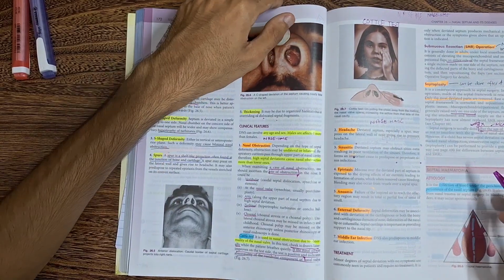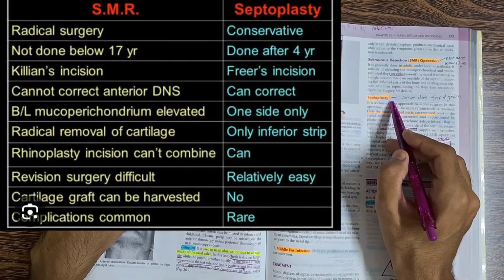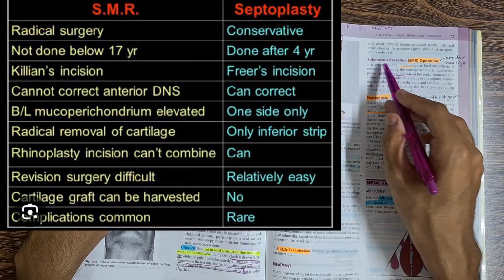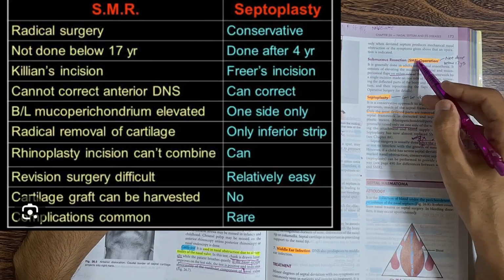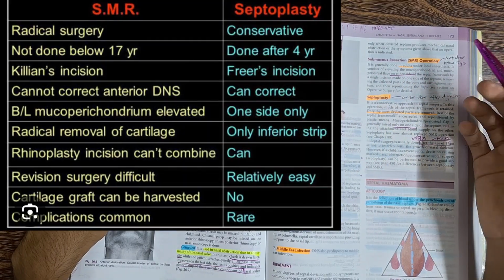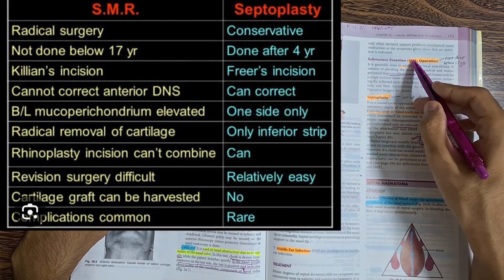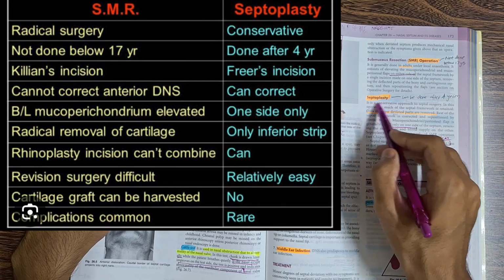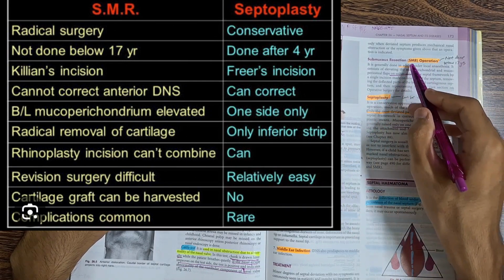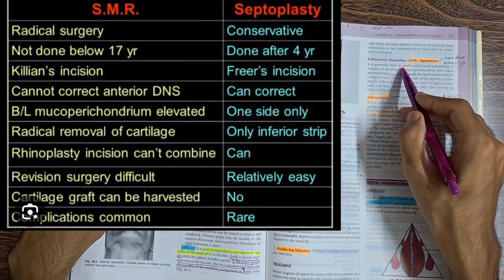The treatment is that you just have to do septoplasty, the most preferred treatment. Submucous resection was used and it is now also used. It doesn't mean that it has become obsolete, but now the preferable one is septoplasty. The difference is that submucous resection is done only in adults.